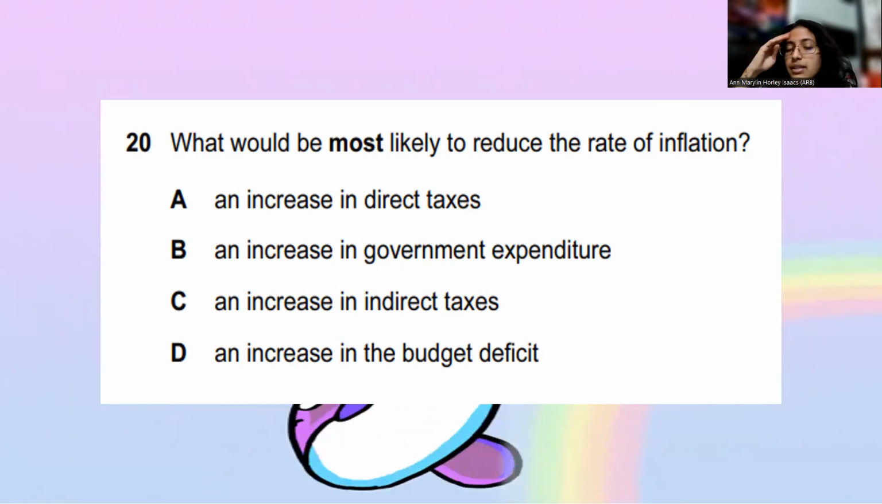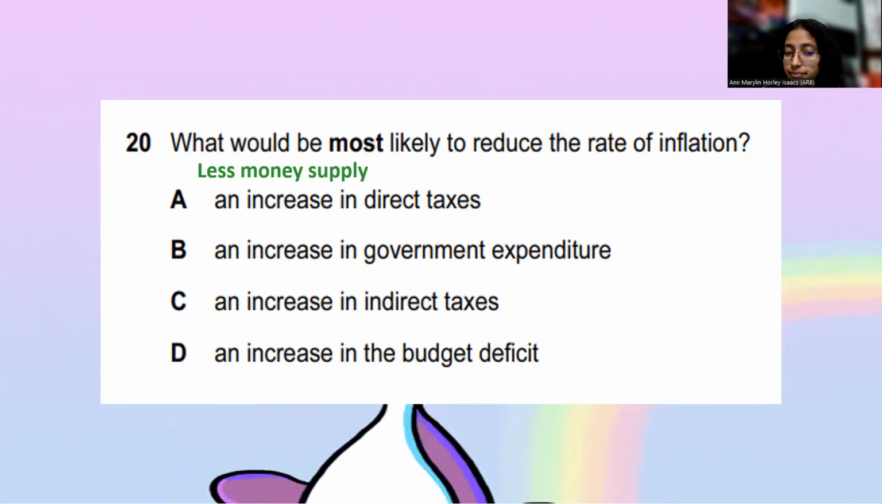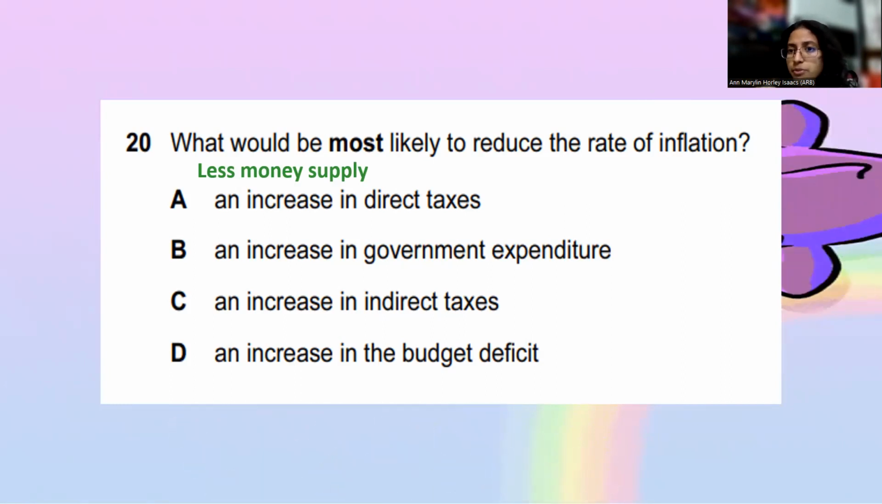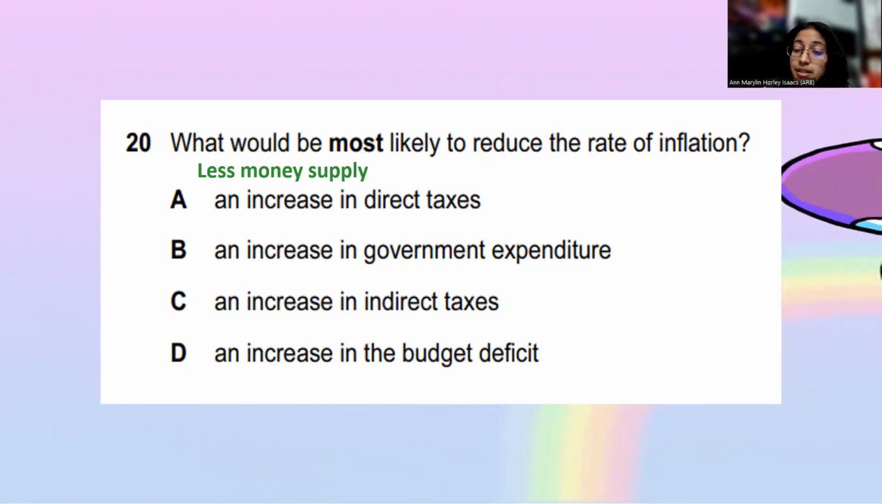If, let's say, there's an increase in direct taxes, what will happen is that, remember we discussed earlier, the amount of disposable income would reduce. So when the amount of disposable income reduces, you have basically less money supply in the economy.